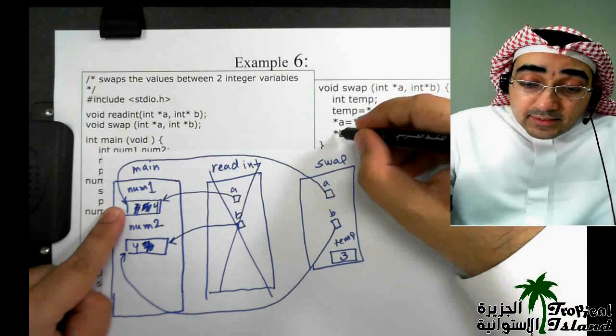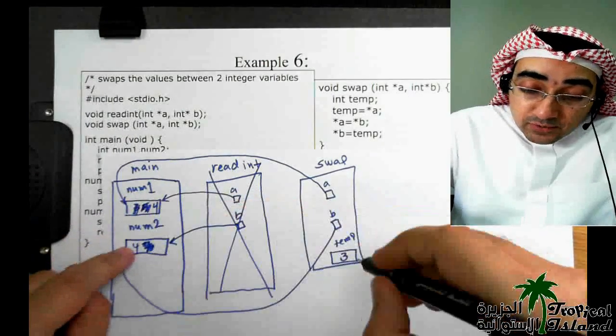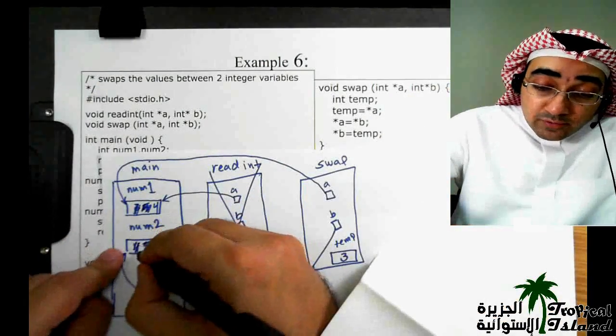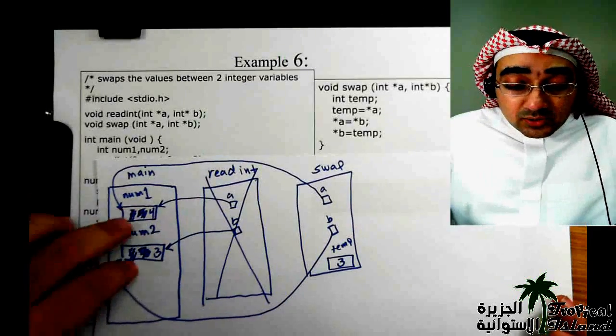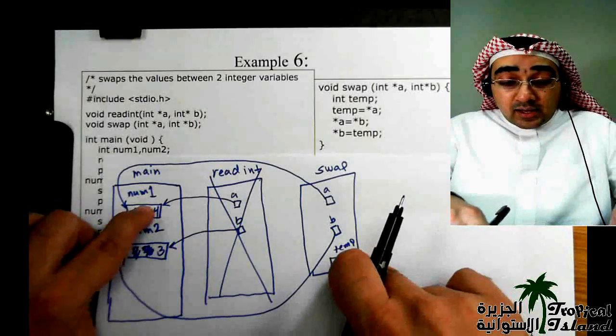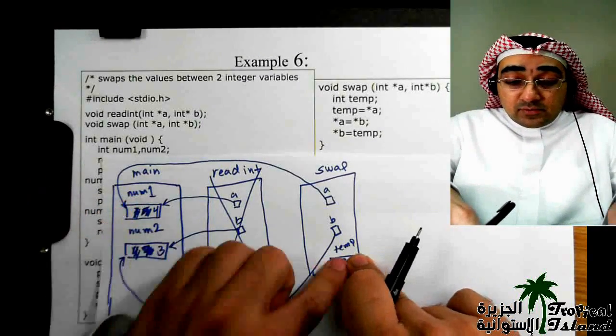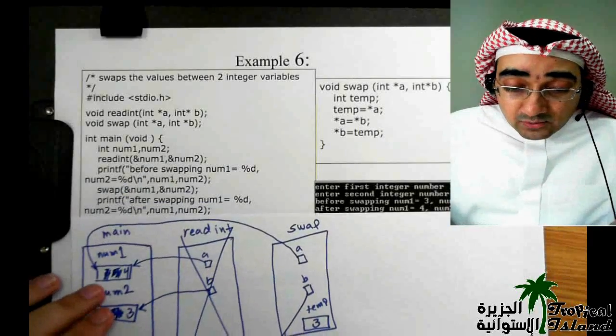Then the value that's pointed by B is equal to temp. This is the value pointed by B. I'm going to override it and put whatever is in temp, which is 3, over here. So I actually made a swap. The 3 came here and the 4 came here, and that's how I use a temp. I copy the first value to temp, then I copy the second value to the first, then I copy the value from temp to the second. This is how you do a swap.